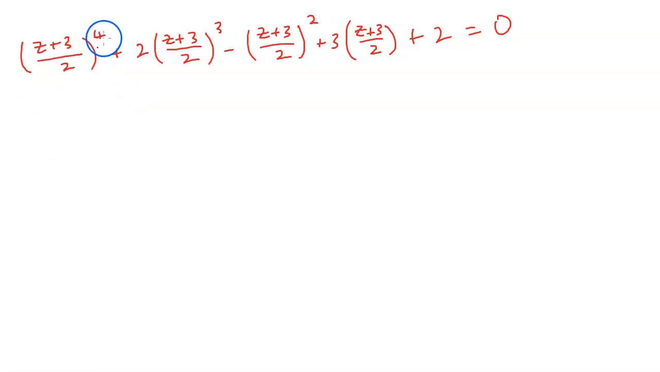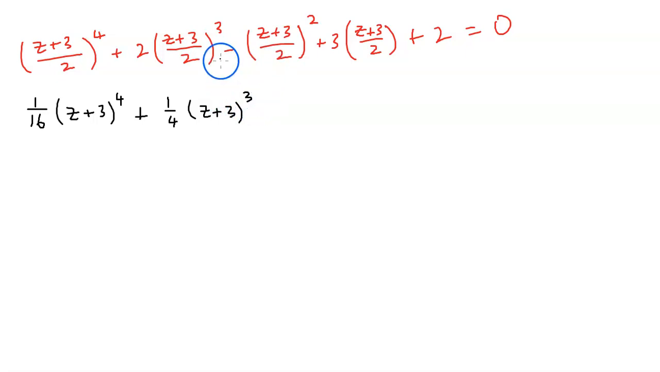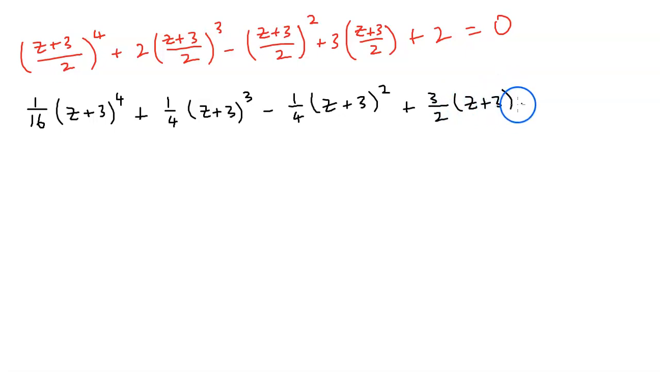Okay, so first thing I will do is make it 1 over 2 to the power of 4, so 1 over 16 times z plus 3 to the power of 4, plus, and then we got 2 over 2 cubed, so that would be 1 over 4 times z plus 3 cubed, and then minus 1 over 4 times z plus 3 squared, and then just plus 3 over 2 times z plus 3, and then plus 2 equals 0, and then from there times everything by 16 to get rid of the fraction.